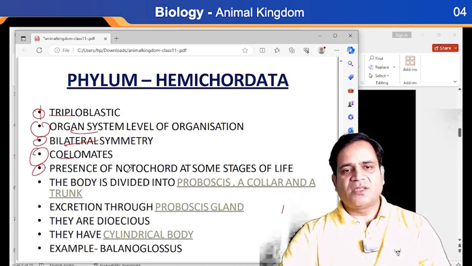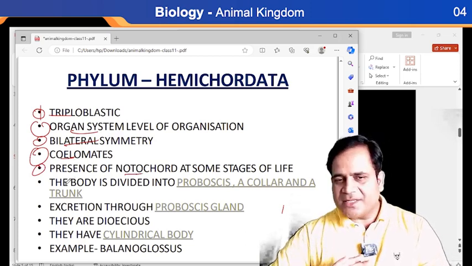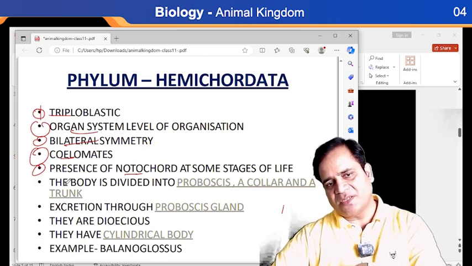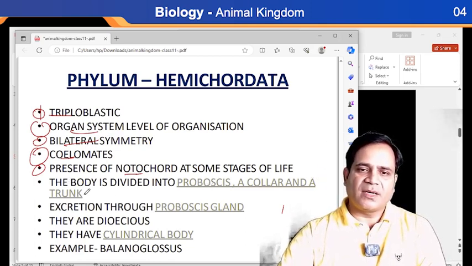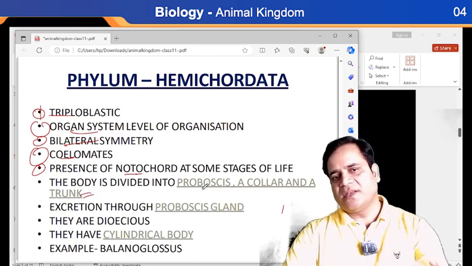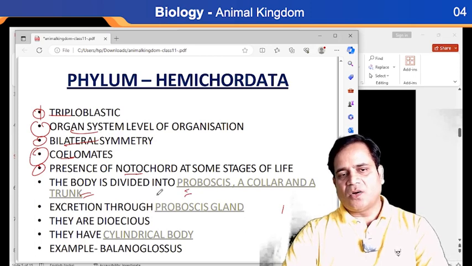And this one is the presence of notochord at some stages of the body, but it is not present in the whole body, but at some stages they present what? Notochord. So the body is divided into three: proboscis, collar and trunk. Clear? So these are the three distinct regions of the Hemichordata, that is proboscis, a collar and a trunk.